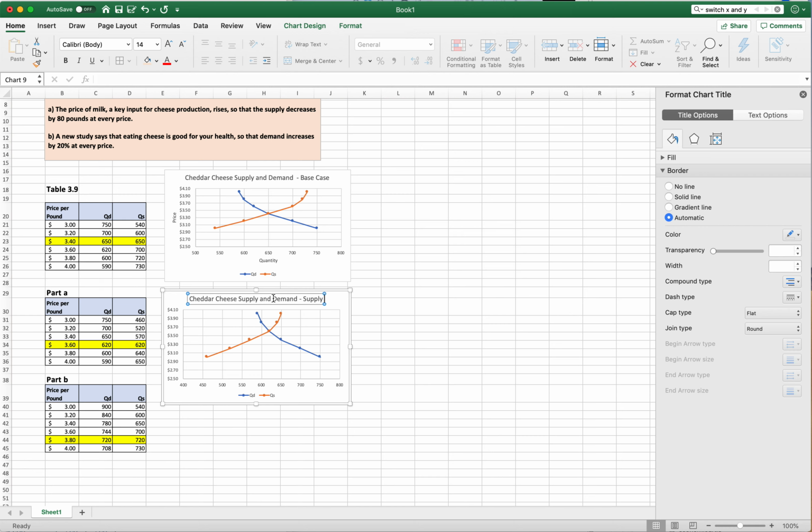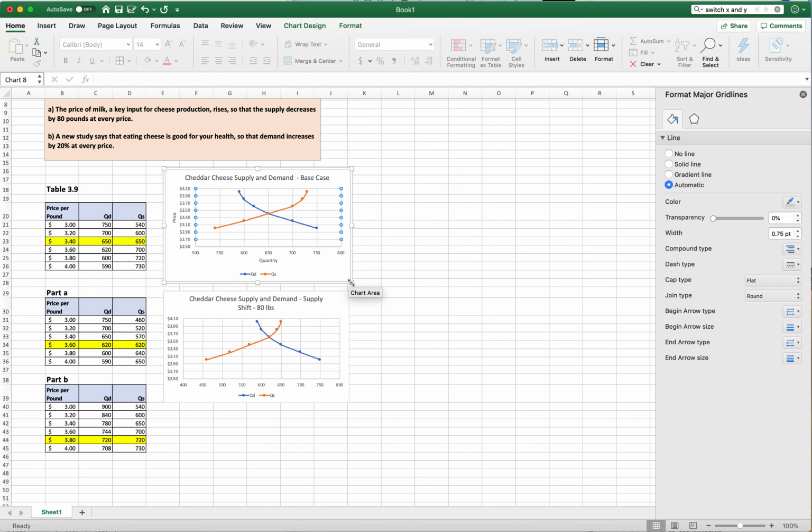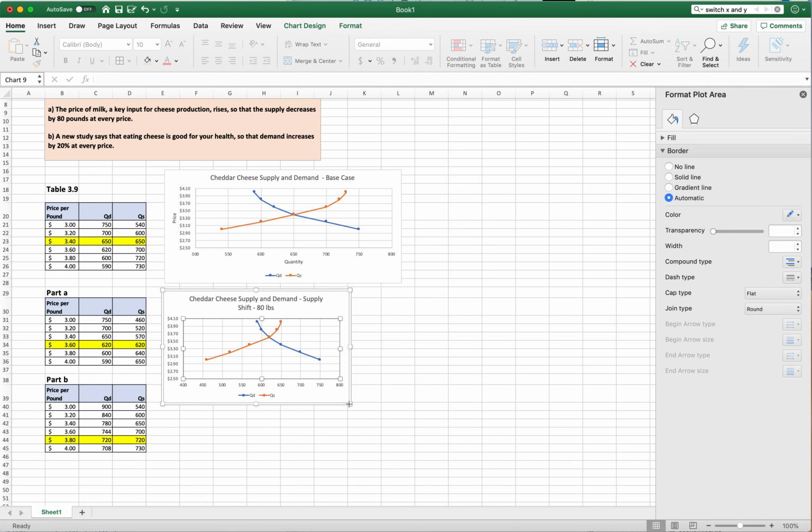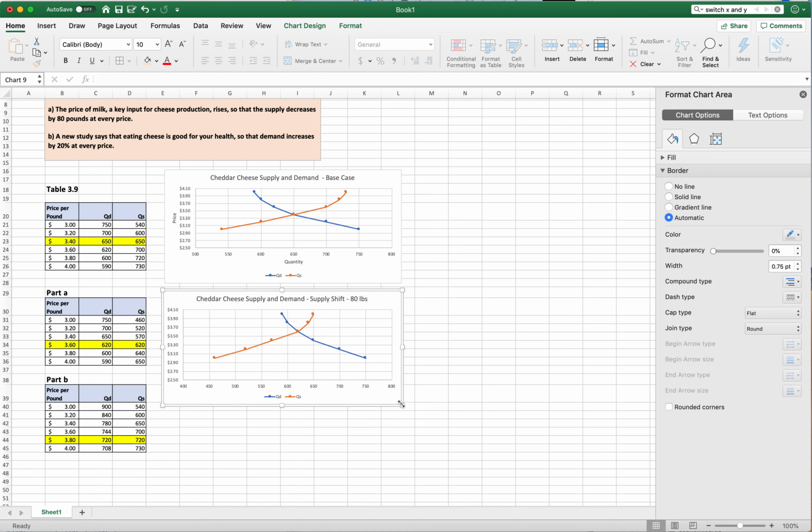Supply shift minus 80 pounds. Okay. So maybe I'll make this bigger this way. Maybe I'll make this equally bigger so they're about the same size. But I notice this starts at 400, this one starts at 500. I can't really see the shift the way I maybe want to see it.